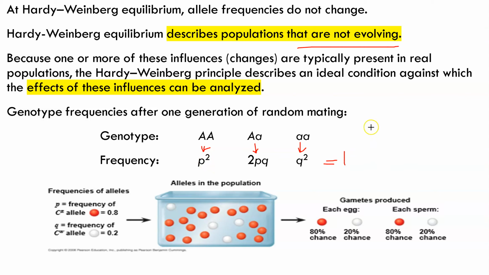There's another equation that you should know, and I'll just go ahead and write it right now. P plus q equals 1. Hardy-Weinberg equilibrium is all about knowing your p's and q's.